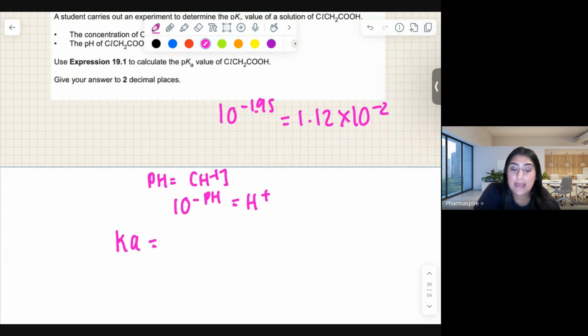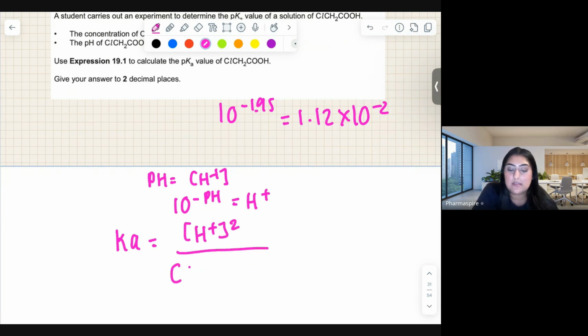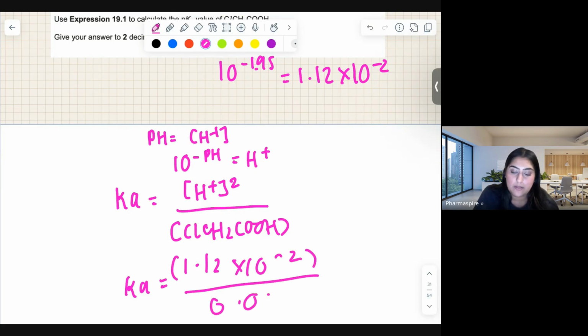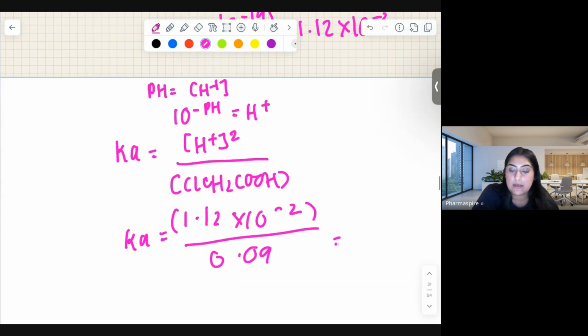Whenever you have Ka, people get confused about which type of Ka. You have [H+][A-] over [HA], but when you're doing it mathematically, you need to use the assumption one, where it's [H+] squared over [ClCH2COOH]. Then you sub the numbers in. So we've got 1.12 times 10 to the power of minus 2 over 0.9. The 0.9 is from here. Then you put it in the calculator, and you get 1.4 times 10 to the power of minus 3.